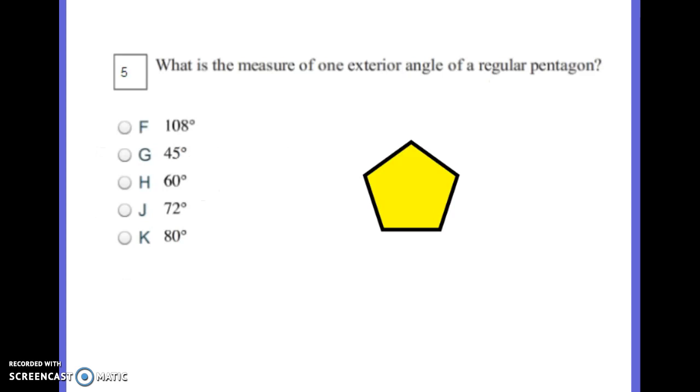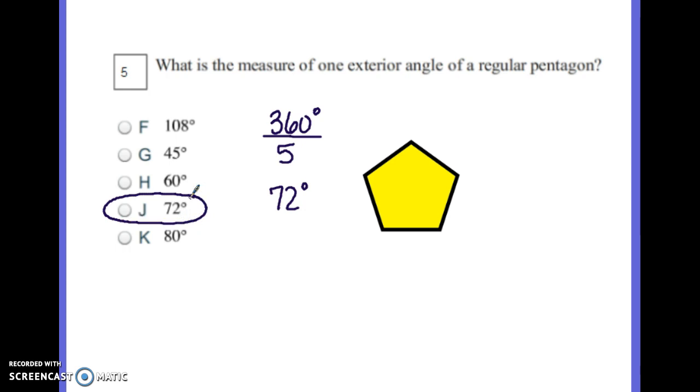And then the last one, the measure of the exterior angle of a regular pentagon. So you've got a 5-sided regular polygon. If you remember that all exterior angles of a regular polygon sum to 360, since you have 5 exterior angles, you could say 360 degrees divided by 5 gives you 72 degrees, which is answer choice J.